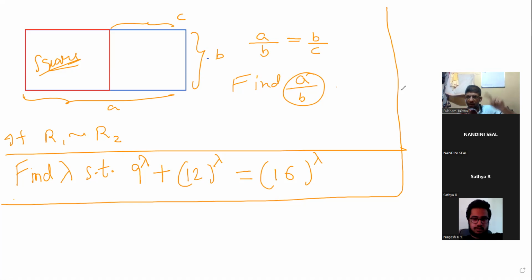Earlier A by B was coming out to be 1 plus root 5 by 2. The earlier problem, the Fibonacci sequence, the ratio was coming out to be roughly 1 plus root 5 by 2. And is this also the same? I don't want to say that. You have to find out and check. So note it down and then after that you can leave.